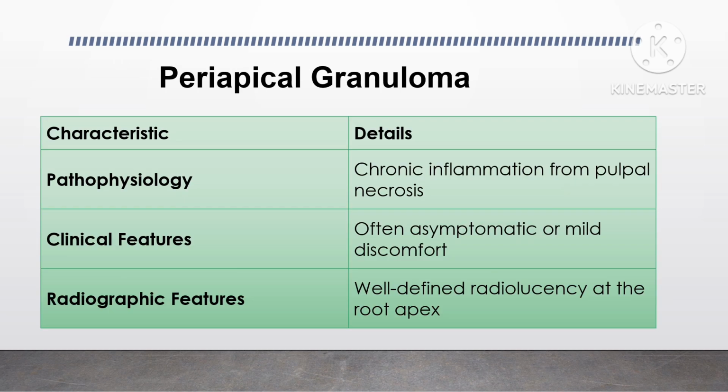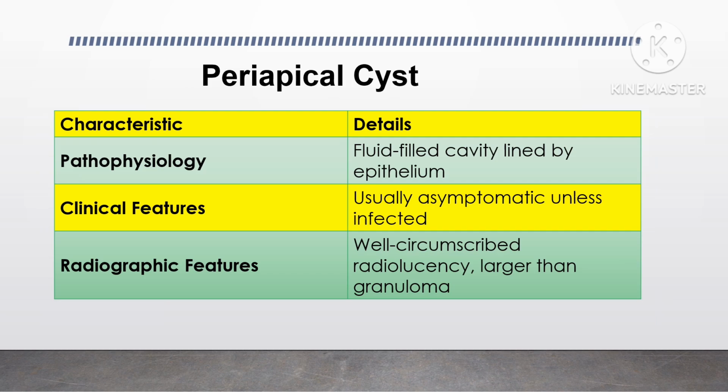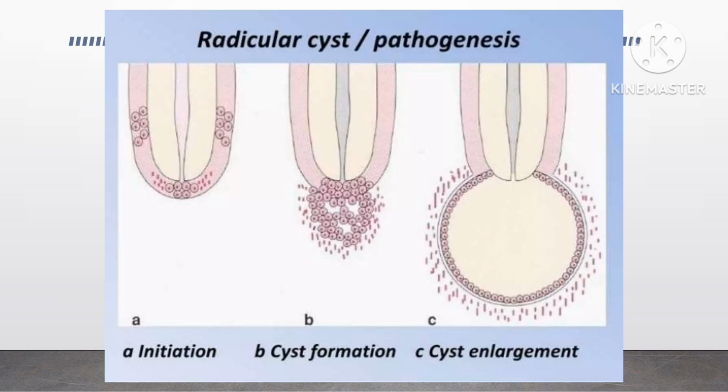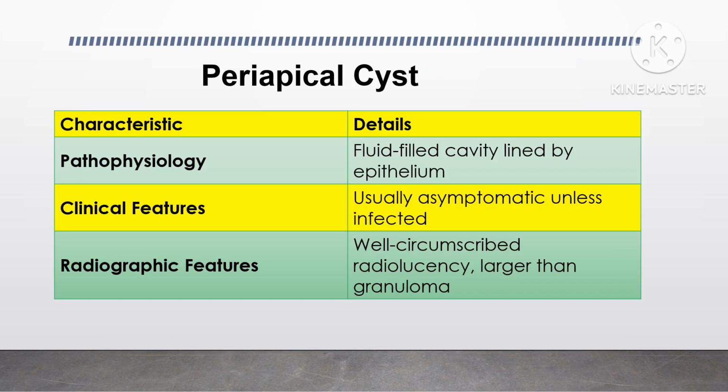On the other hand, periapical granuloma is an inflammatory response which is chronic in nature due to infection. It mainly consists of granulation tissue, but unlike an abscess, it is generally painless. And a periapical cyst is a fluid-filled cavity lined by epithelium. It develops around the tip of the tooth root, usually due to pulpal necrosis.